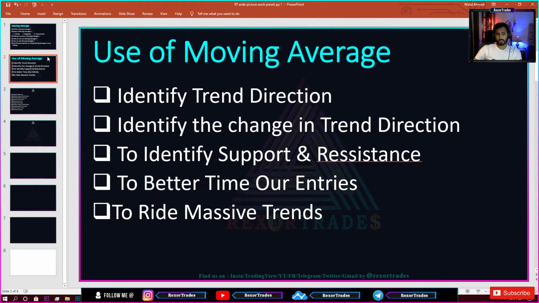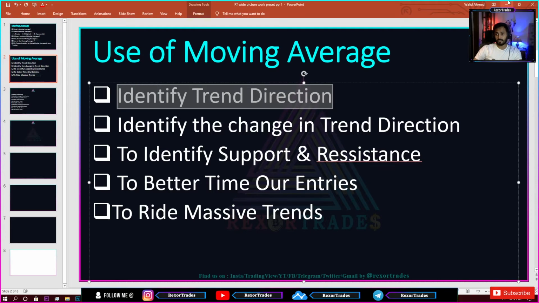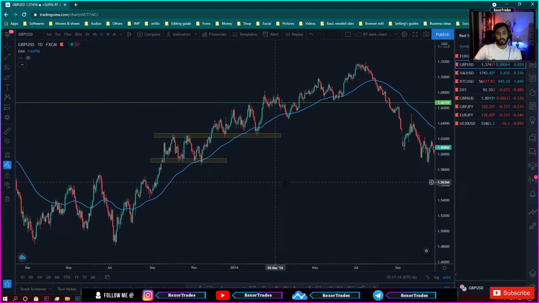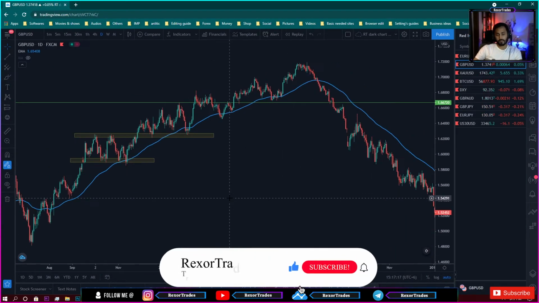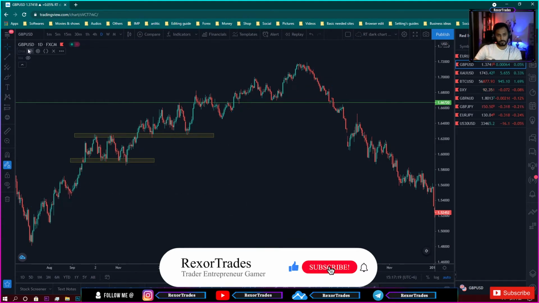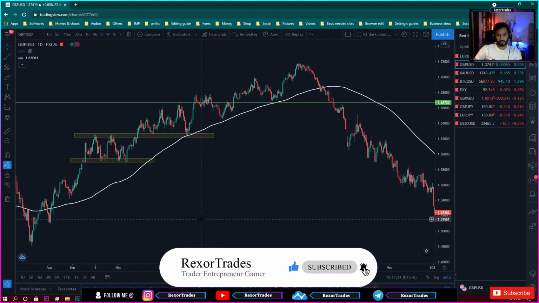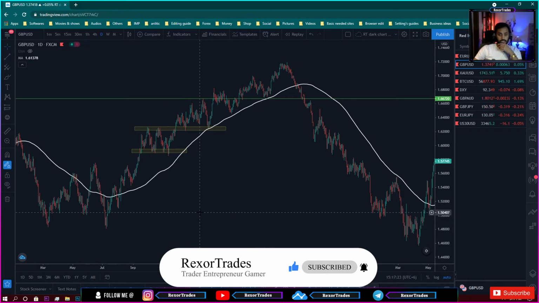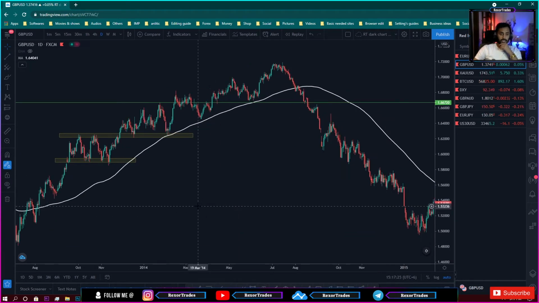Now there are multiple uses of these moving averages. Obviously the main one would be to identify trend direction. With the use of moving averages, let's pull out our SMA moving average, you can obviously tell which direction that trend is actually heading in the long run.